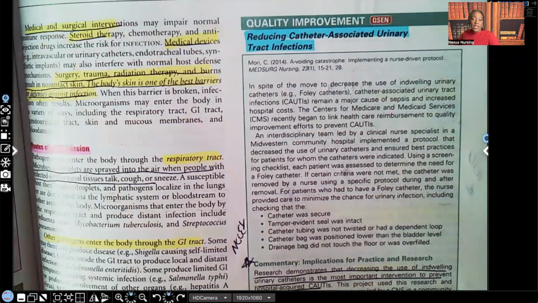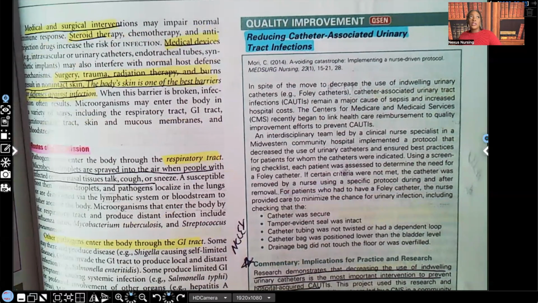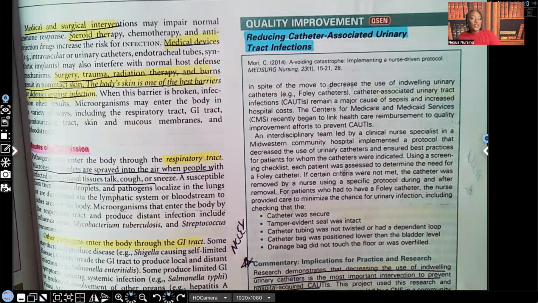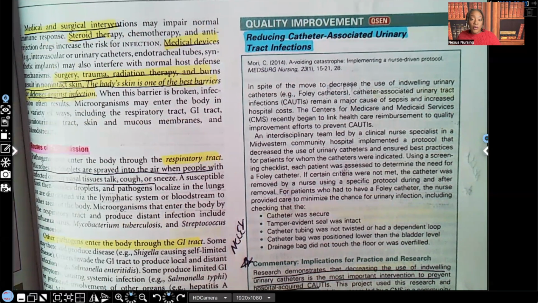Reducing catheter-associated urinary tract infections. Remember, guys, I told you anything introduced into the body, you're placing that patient at high risk for infection. So we do not put catheters into patients unless it's absolutely necessary. And the minute it's possible to safely remove that catheter, we're going to do it, because the risk is so high that we give them infection because we're introducing that foreign body into an orifice.